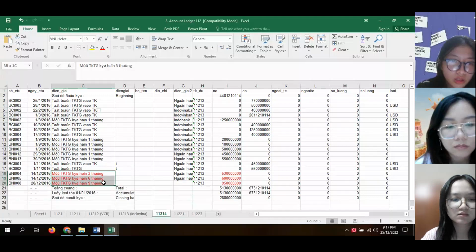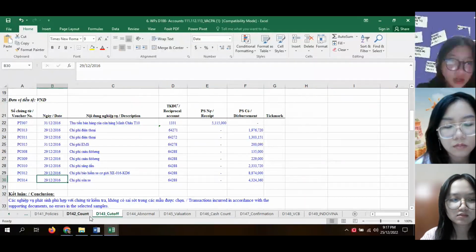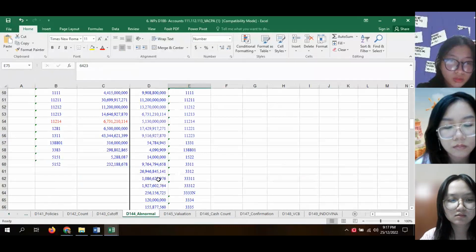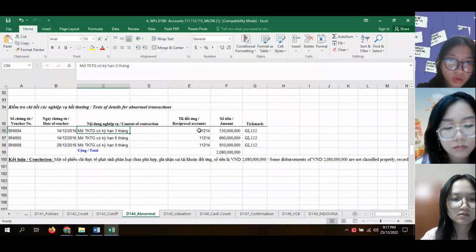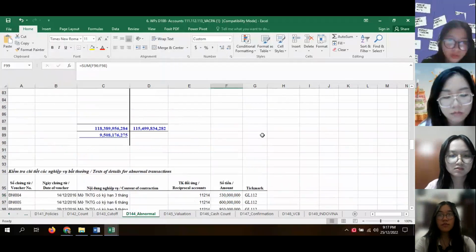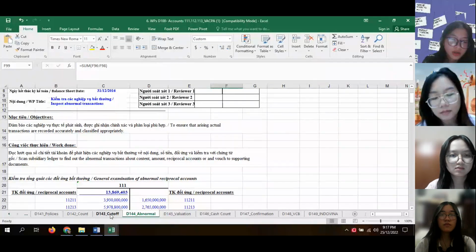And we will take it to the adjustment and place it into this sheet, the detail for abnormal transactions. And the total of this we take to the adjustment. Next, we will inspect the sample of transactions arising between the counting day and the balance in the book at the balance sheet date.